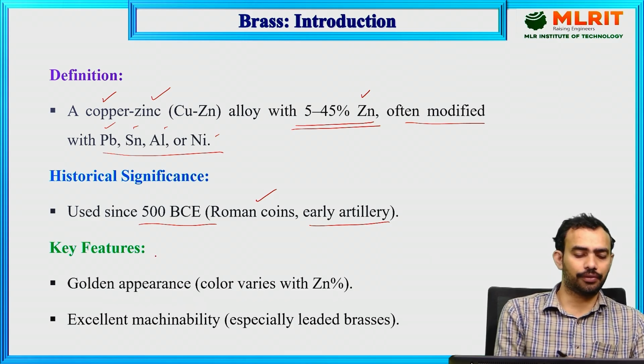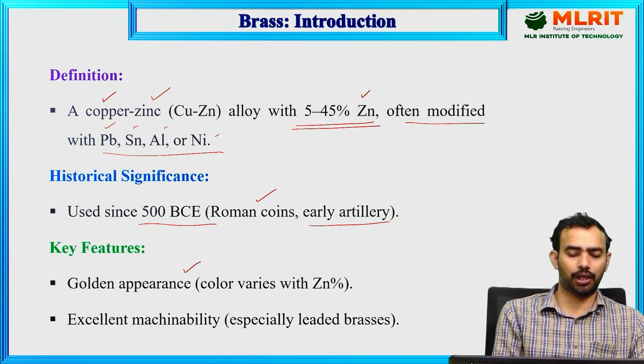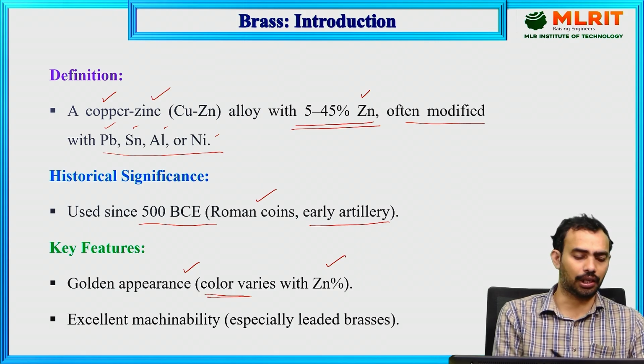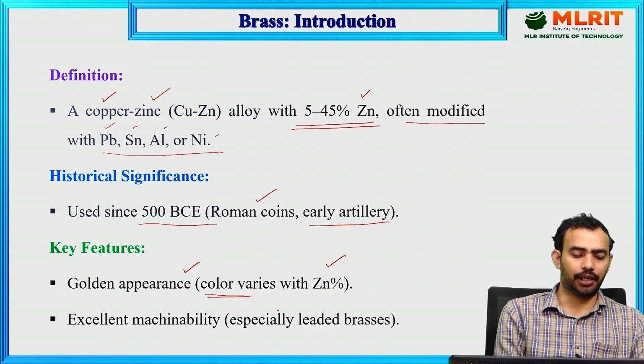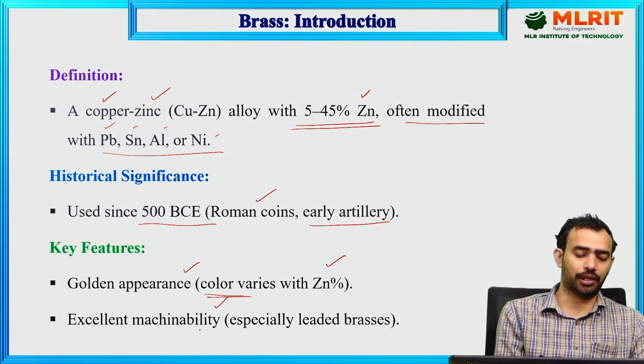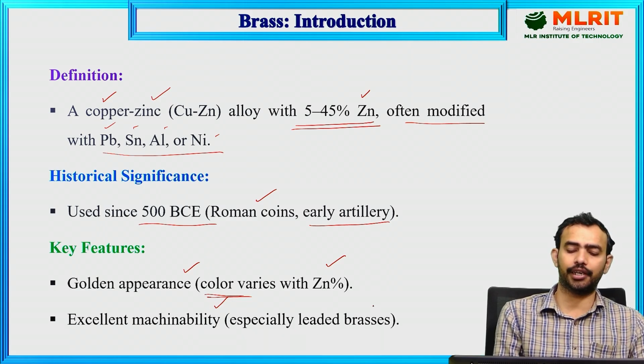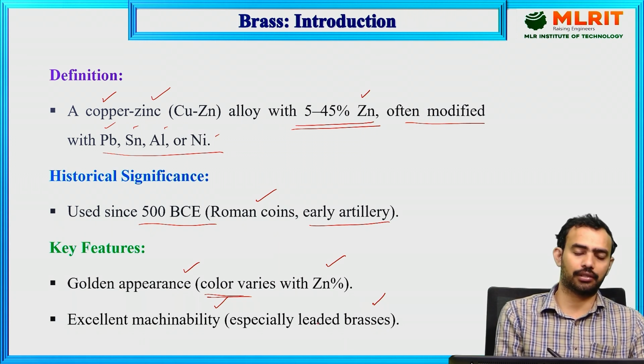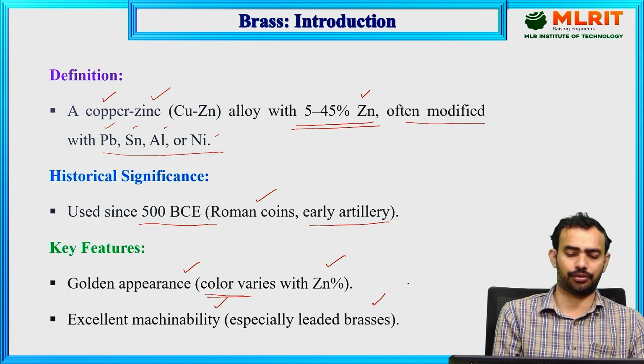Some of the features: it offers a golden appearance, and this color varies with the percentage of zinc. As you vary the percentage of zinc, the color varies. It also offers excellent machinability. Unlike pure copper, with the addition of zinc, its machinability is significantly improved, especially in the leaded brasses, with lead as the alloying element. Leaded brasses offer excellent machinability characteristics.